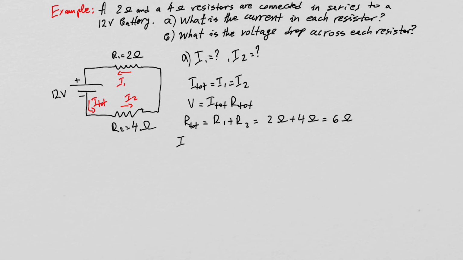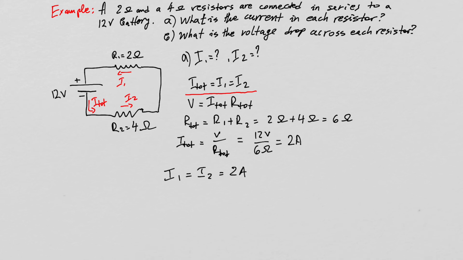Now I can find the total current in the circuit by dividing the voltage supplied by the battery by the total resistance. So this is 12 volts divided by 6 ohms. That is going to give me a current of 2 amps as the total current in the circuit. Now, remember one more time that according to the rules for series connections, the total current is equal to the currents in each of the resistors. So that means that I1 is equal to I2 is equal to 2 amps.